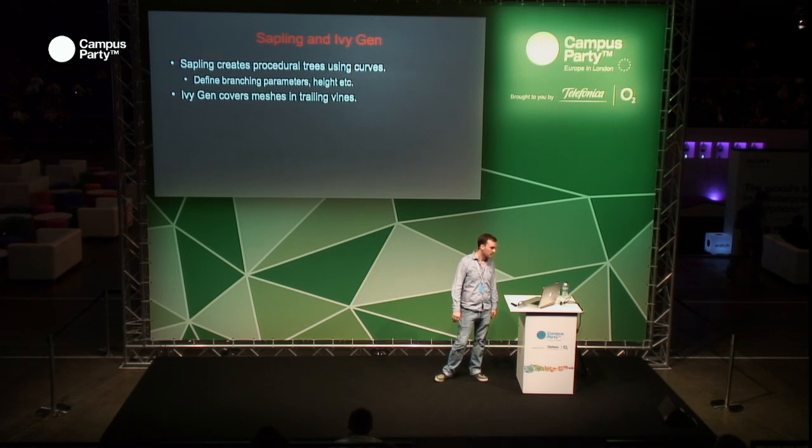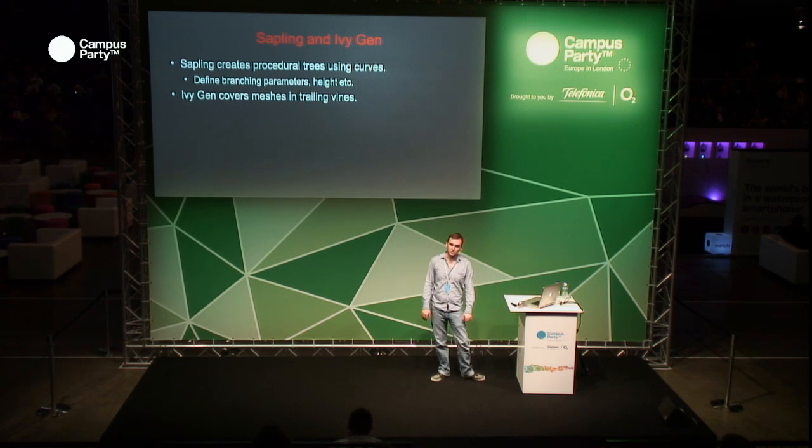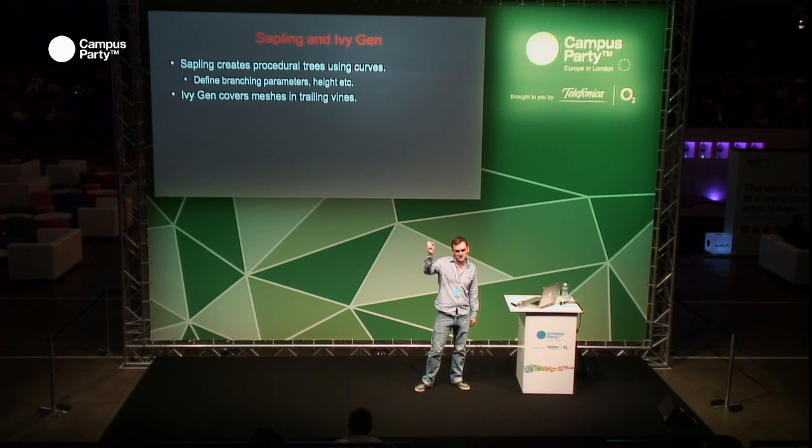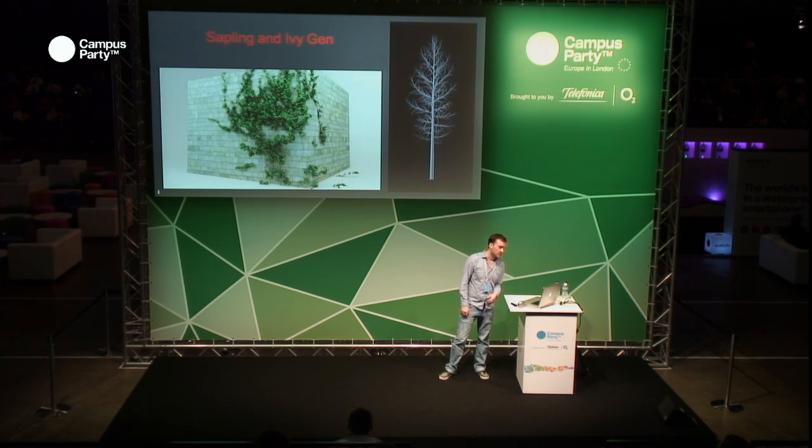It's really cool. Possibly even cooler, I think, is one called IvyGen. This takes a mesh that you give it. You can give it a building that you've modeled or anything, and it'll grow trailing ivy up the surface of the building procedurally. It looks fantastic. It's really cool. So here are some screenshots of those.